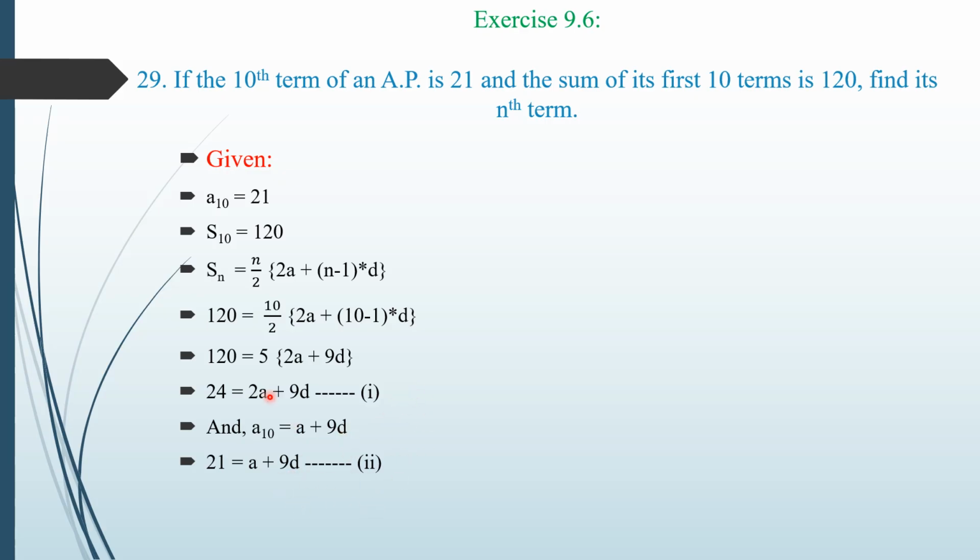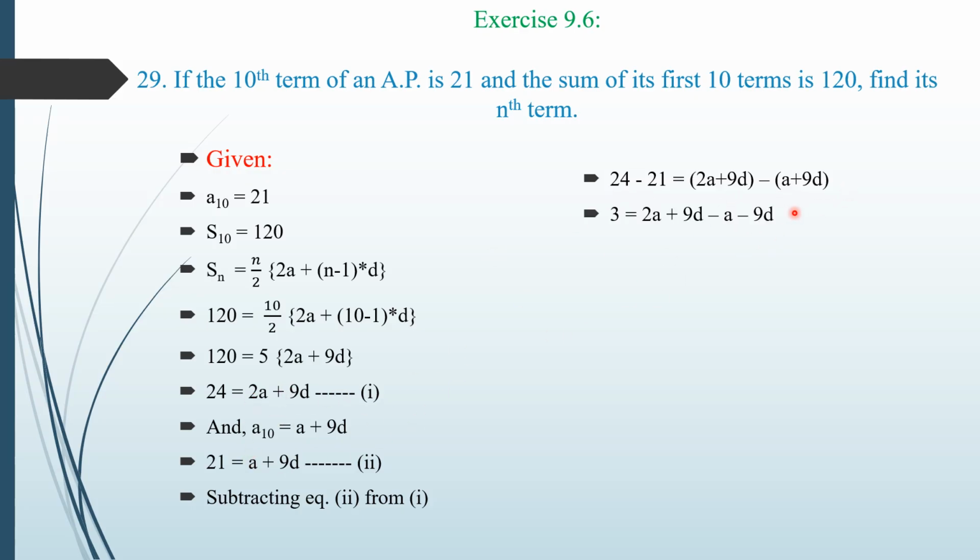Now in order to solve for a and d, I'll subtract equation 2 from equation 1. When I do that, I'll get 24 minus 21, which is subtracting terms on the left hand side of the equation. 24 minus 21 equal to 2a plus 9d minus (a plus 9d). When I simplify this further, 24 minus 21 is equal to 3, equal sign as it is.